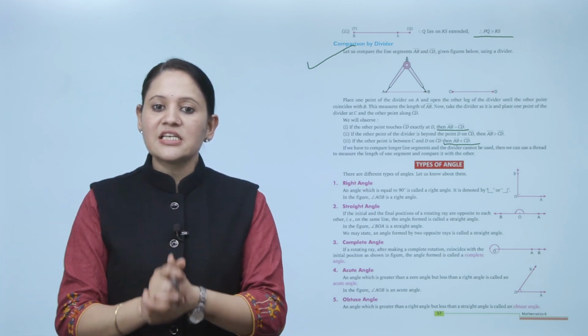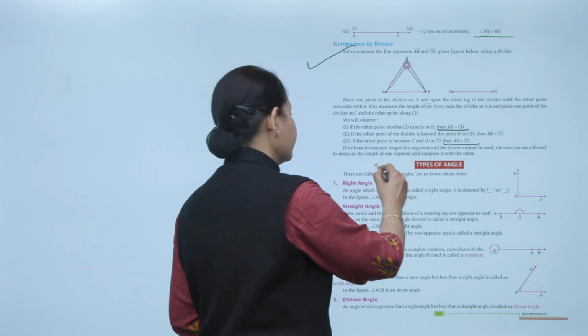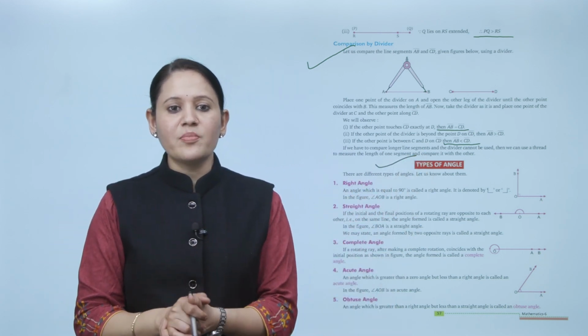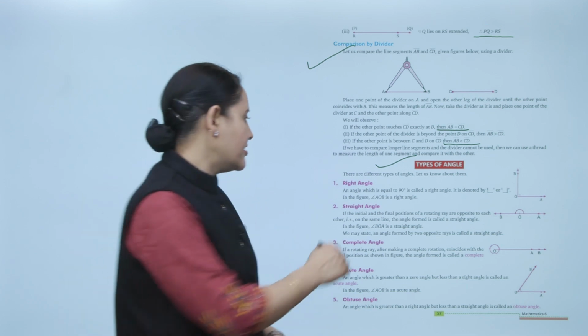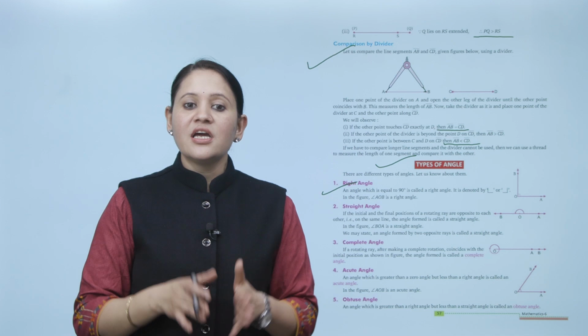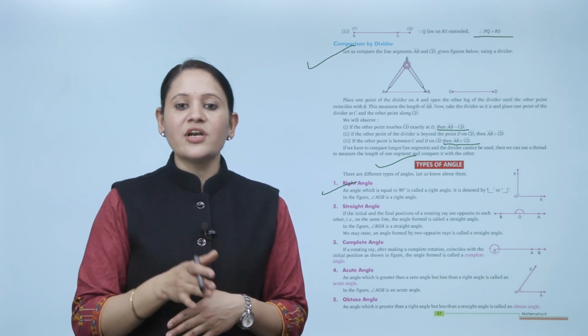Next is types of angle. There are different types of angle. Let us know about them. First is right angle. An angle which measures equal to 90 degrees is called a right angle.